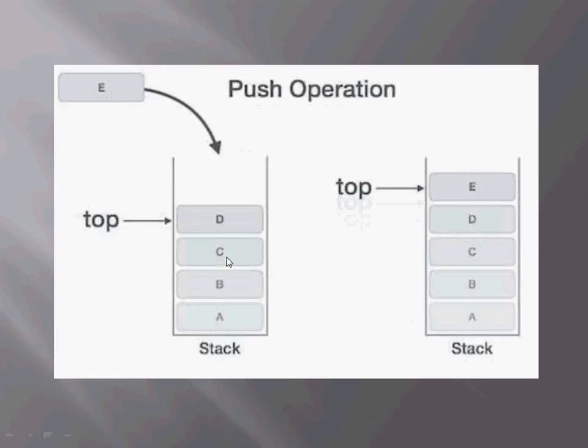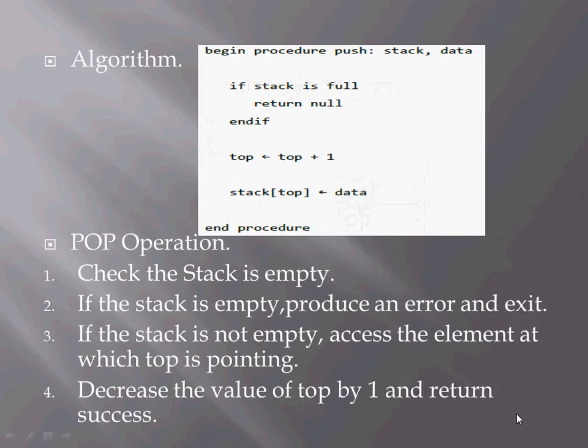There are A, B, C, D as the first already existing elements. After the push operation, the stack points to the top element. After pushing, E will be added to the top of the stack, and then the pointer points to E. This is how it happens in the push operation.